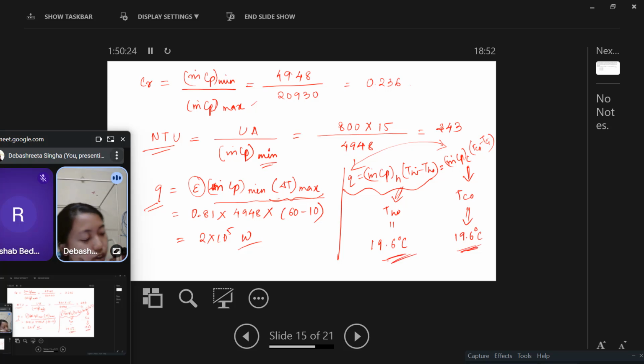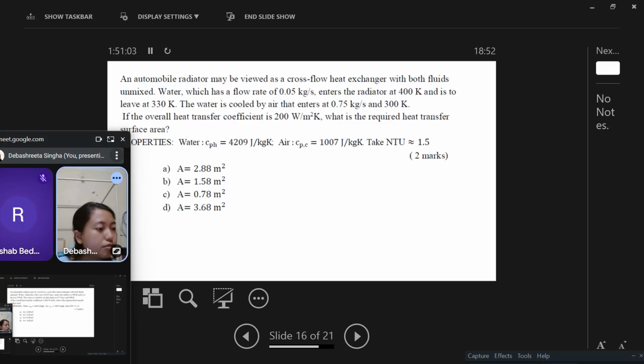Since both the outlet temperatures are the same, after this there will be no more heat exchange. Finding out this NTU, 2.43, was of no use here. But it is a formula you should remember. I have not written it in the formula list. You should remember UA by m dot Cp min. Okay, we go to the next question.